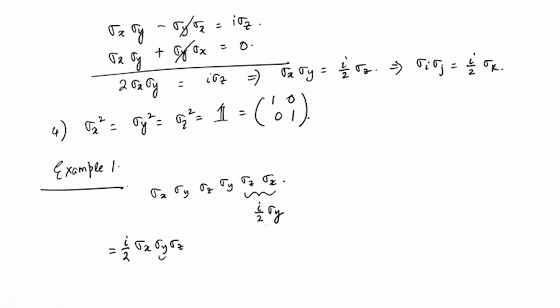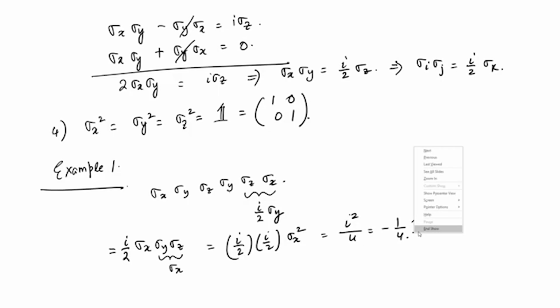Now, again the sigma y sigma z will give another i/2 here, and we will write that as sigma x squared, because of the sigma x coming from here. So this again becomes equal to 1. So it becomes i squared over 4, which is minus 1 over 4, and of course, minus 1 over 4 means minus 1 over 4 times an identity matrix. Okay. So that is the answer for this.